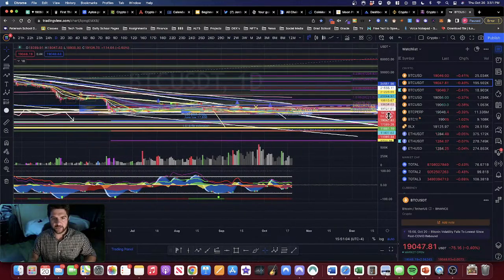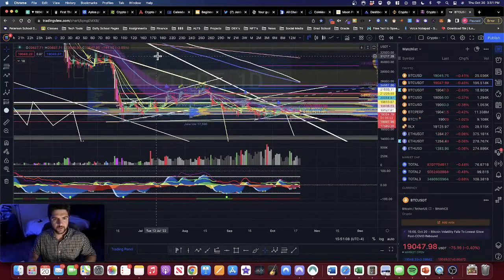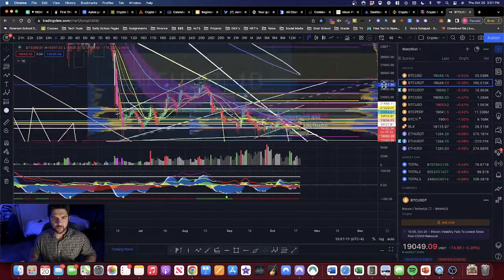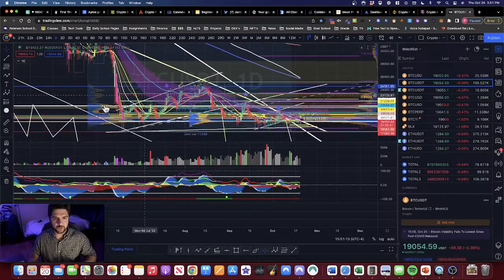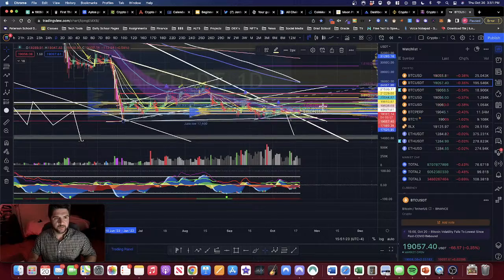So pop over to the daily. You were in a rising broadening wedge. That's what you were in right here. You fell out. Now that had a measured move, right? And not only that, everyone's drawing this descending triangle. So you fell out of this rising broadening wedge here.